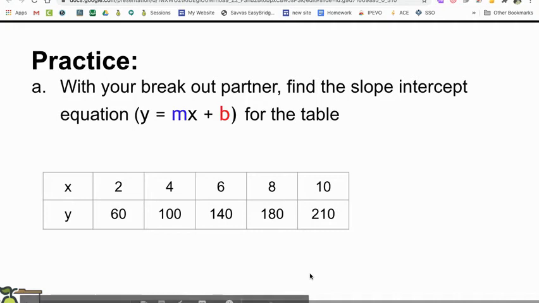So now you get to try. So go ahead and take a moment to practice. You can go ahead and pause the video. And if you're in class, we would do this with your breakout partner. But if you're at home alone, go ahead and give it a shot.